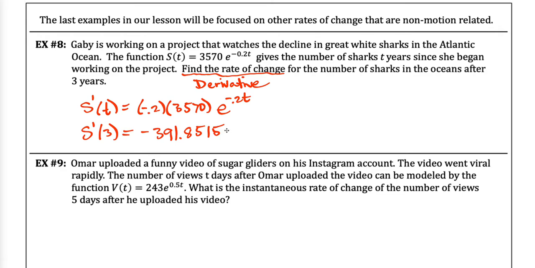Deal, choose somebody. Andrew. Andrew's the only other person that's answered this hour. Choose somebody else. Juarez. Okay, Juarez, what does that answer even mean? Means that 3 years after Gabby started her project, the sharks are decreasing at a rate of 391 per year. Perfect.